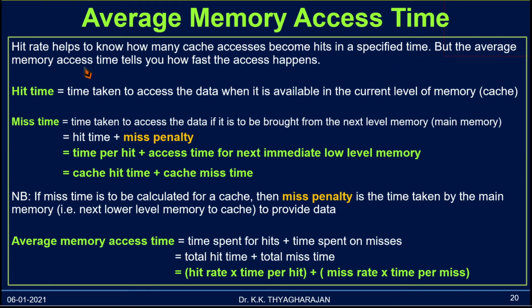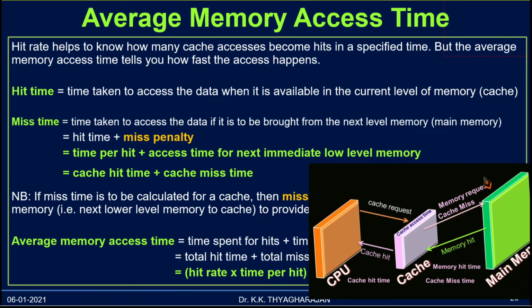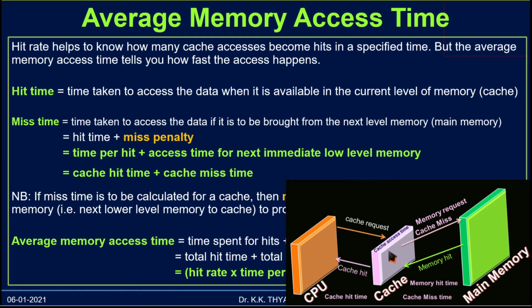The hit rate helps to know how many cache accesses become hits in a specified time. But the average memory access time tells you how fast the access happens. The hit time is the time taken to access the data when it is available in the current level of memory. For example, if the data is to be accessed from the cache, the current level of the memory is cache. So if the data is available in the cache, then the time taken to get the data is cache hit time. If it is not available in the cache, then it is a cache miss.